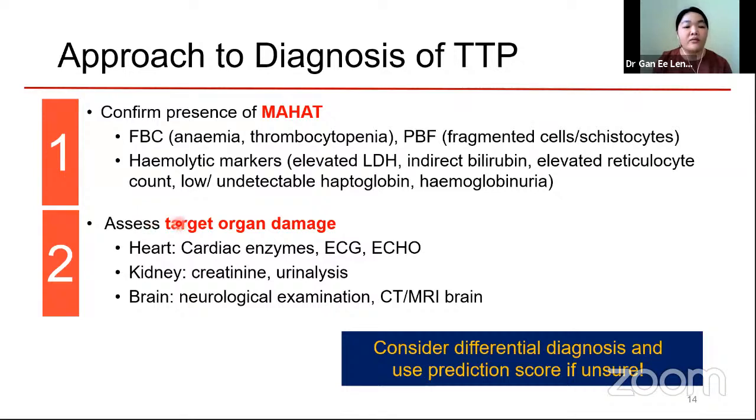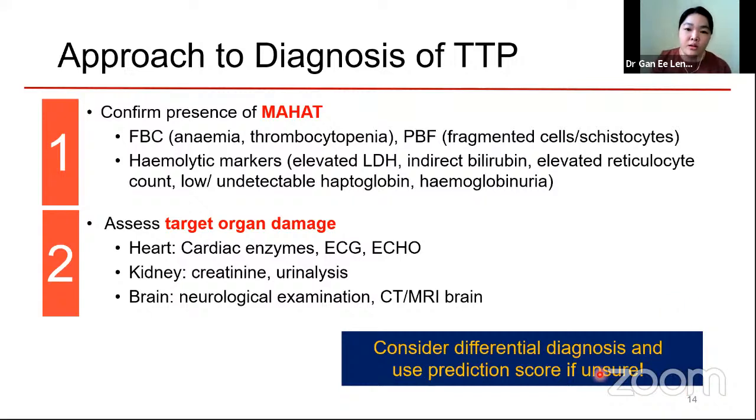This is basically for us to assess the target organ damage. We might consider cardiac enzyme, ECG, echo, kidney function as baseline, urinalysis looking for proteinuria, hematuria, and neurological examination, CT scan, and imaging for neurological manifestation.